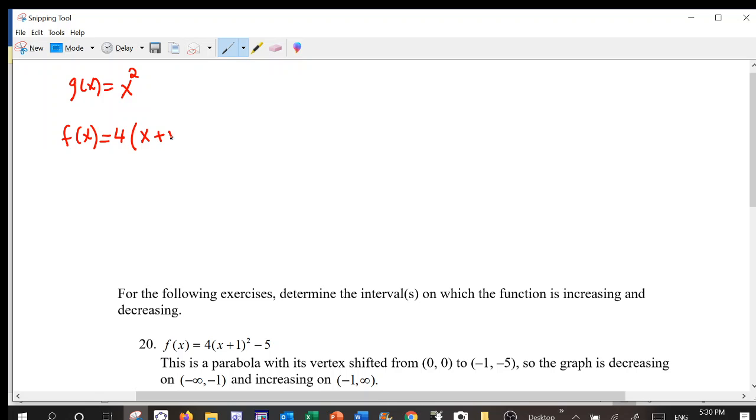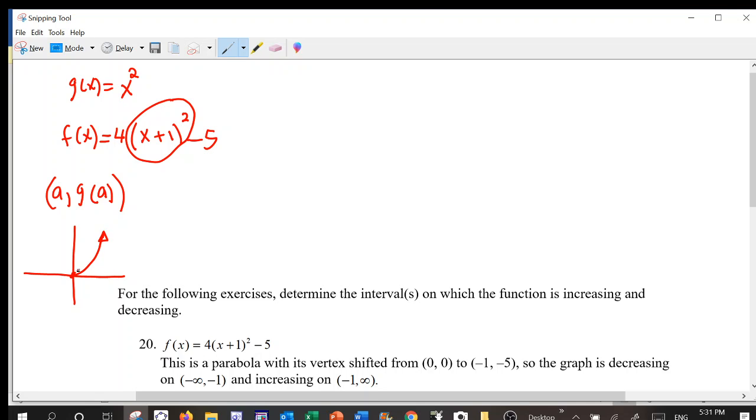Let me write it here. So we're going to think of this as the right-hand side. So what happens to it? If we have a point a and g of a on the original graph of x squared, so let me graph the original graph here. It will look like this, right?